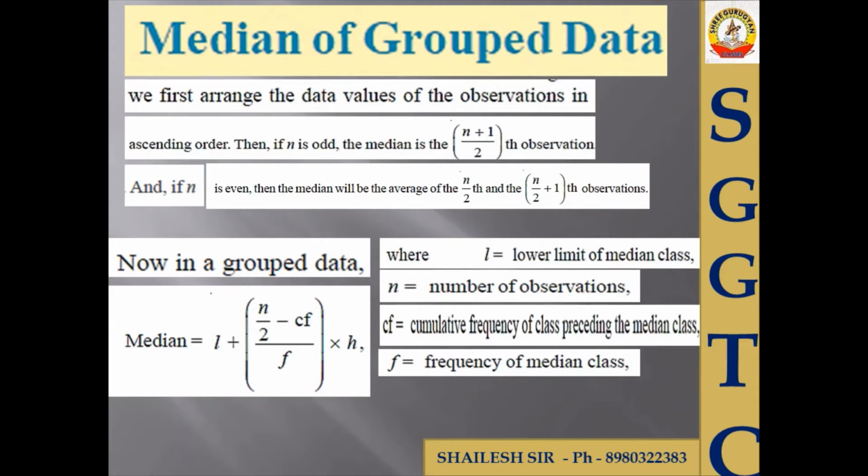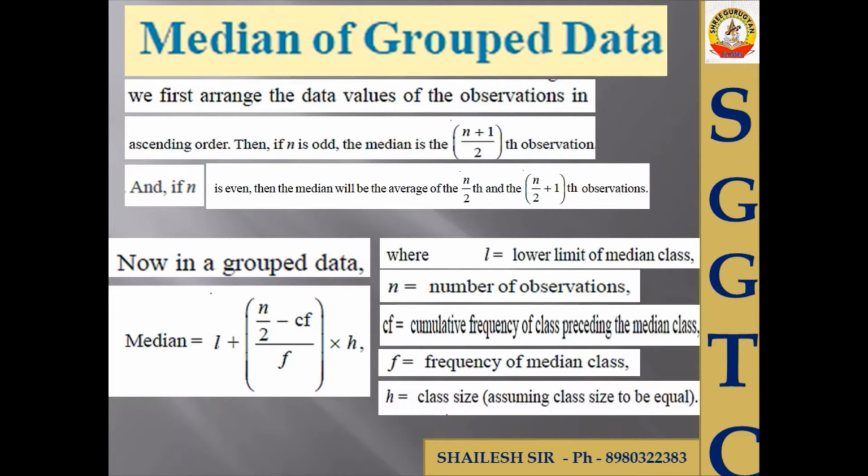So now let's start the median of grouped data. And h is the class size. Class size means the equal class interval given. Example 7: find the median of the heights.